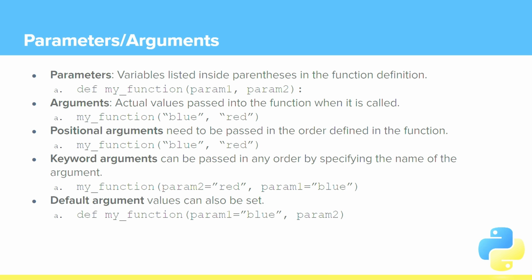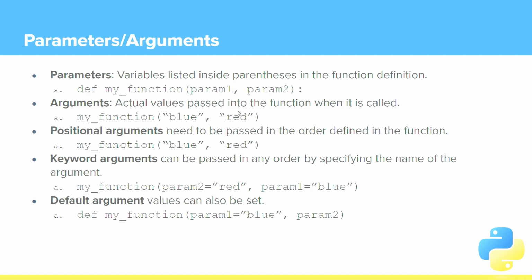It's important to highlight a few extra informational things about parameters and arguments for your understanding. So, parameters are the variables listed inside the parentheses in the function definition, where we define the function. So we see here, we got def, my function, parameters. So that's in the definition.